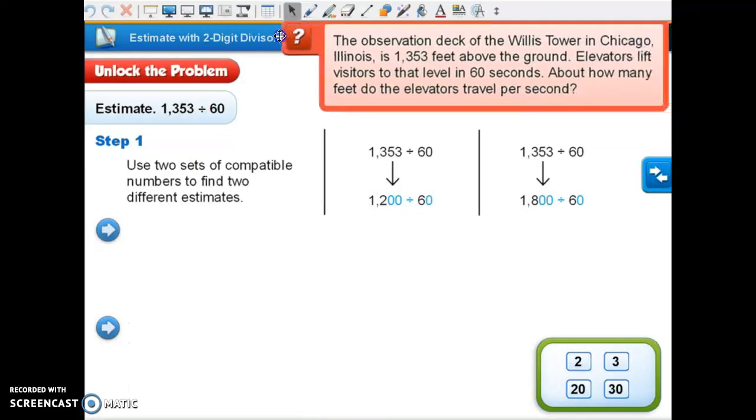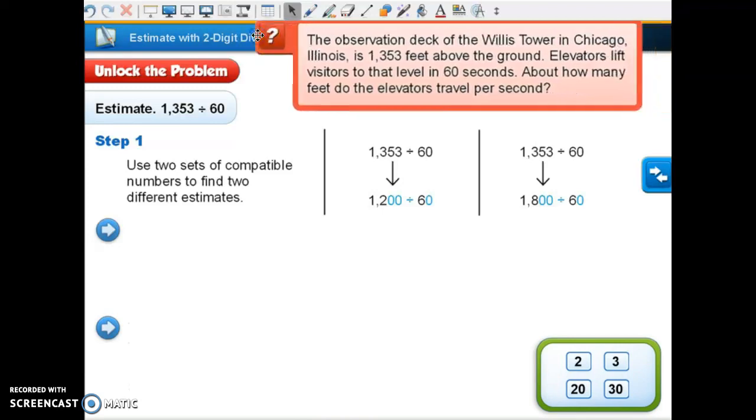Let's read our problem. The observation deck of the Willis Tower in Chicago, Illinois is 1,353 feet above the ground. Elevators lift visitors to that level in 60 seconds. About how many feet do the elevators travel per second?